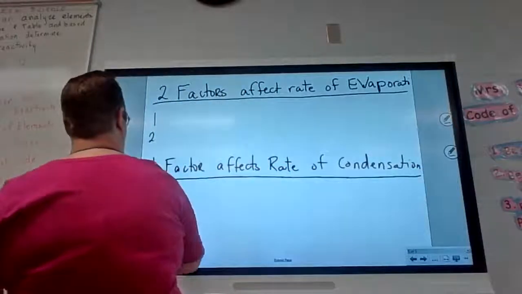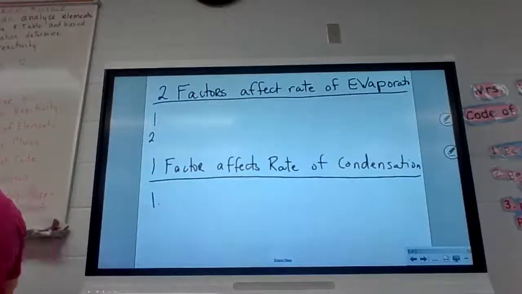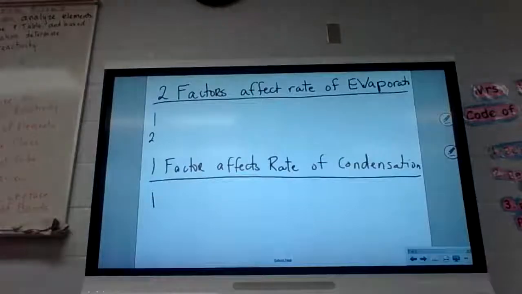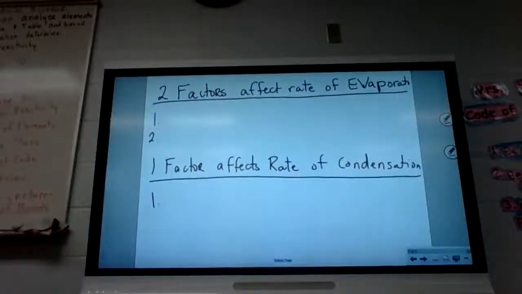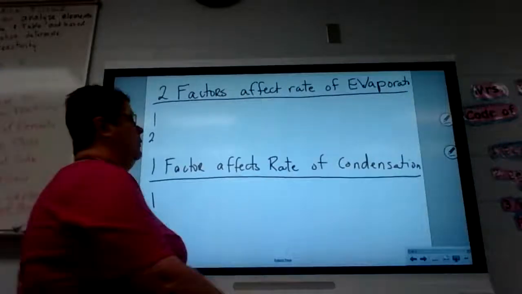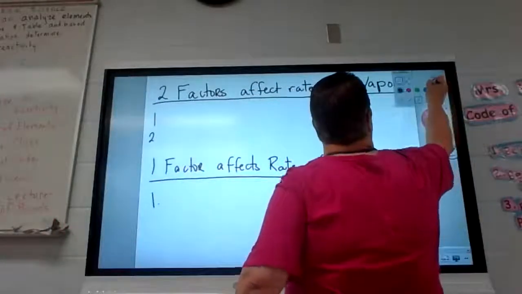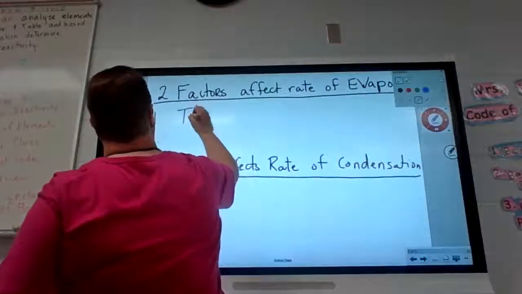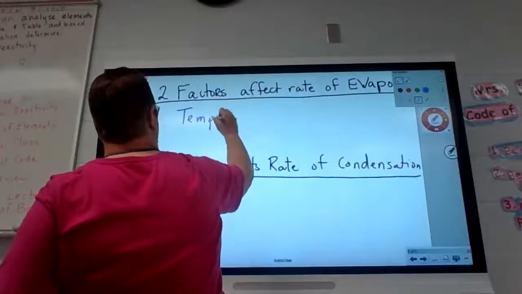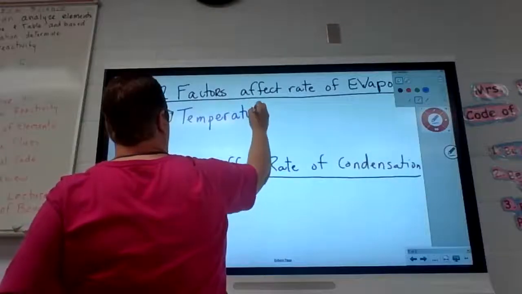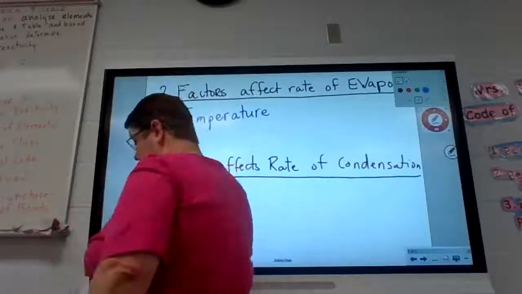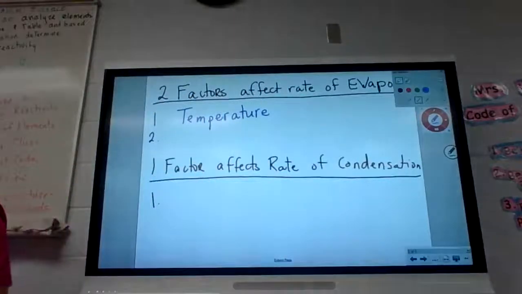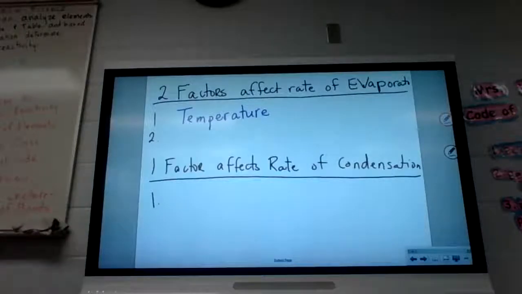Okay, 1 factor affects the rate of condensation. Now, what 2 factors affect the rate of evaporation? How fast water will evaporate? Temperature is 1. Nope. It's the most common answer I get, though. Nope. Volume is not it. Amount of water? No.